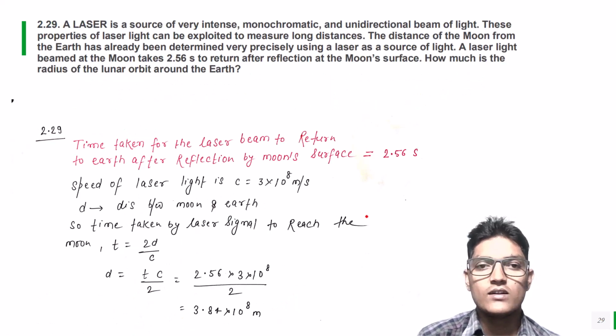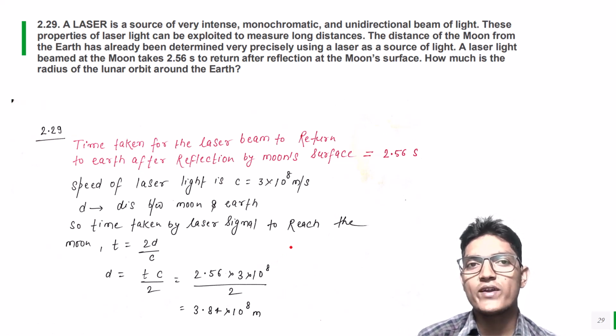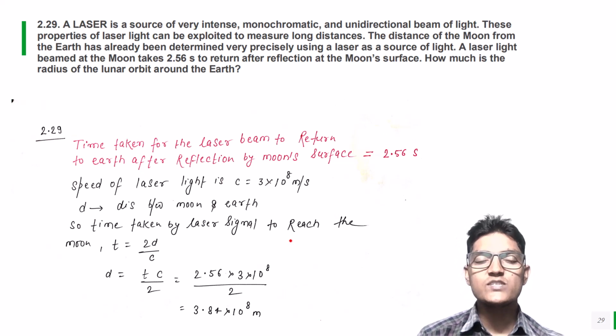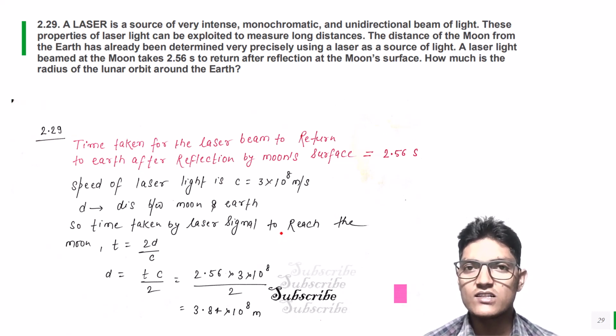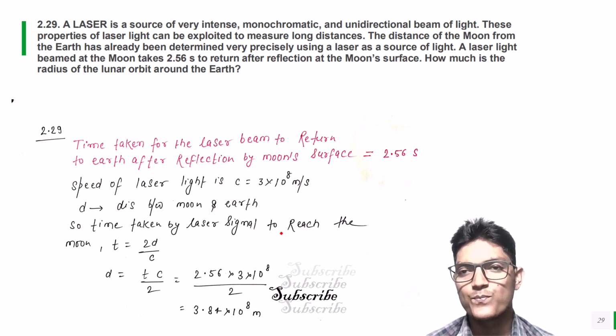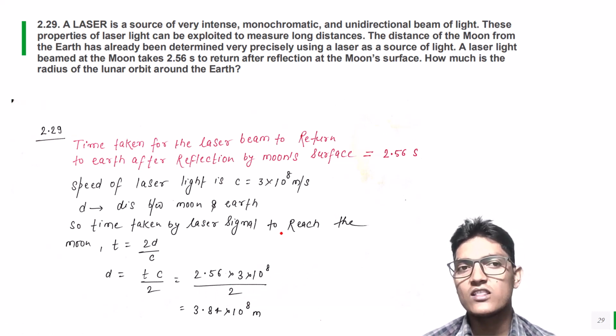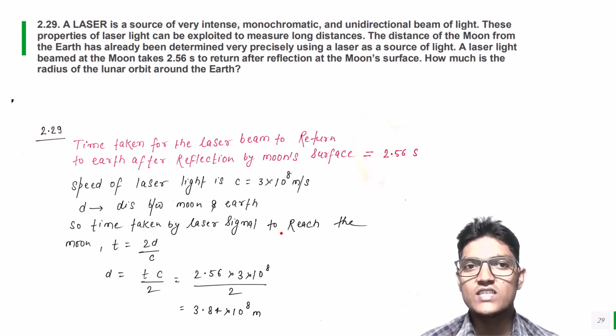Next question is here, you can see a laser is a source of very intense monochromatic and unidirectional beam of light. These properties of laser light can be exploited to measure long distances. The distance of the moon from the earth has already been determined very precisely using a laser as a source of light. A laser light beamed at the moon takes 2.56 seconds to return after reflection at the moon surface. How much is the radius of the lunar orbit around the earth?